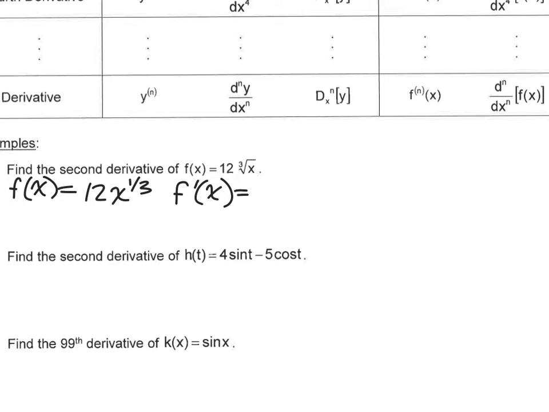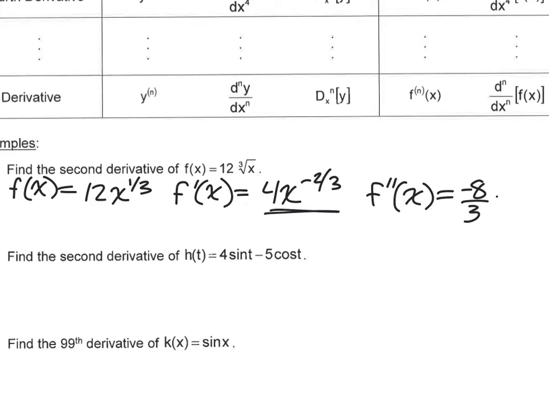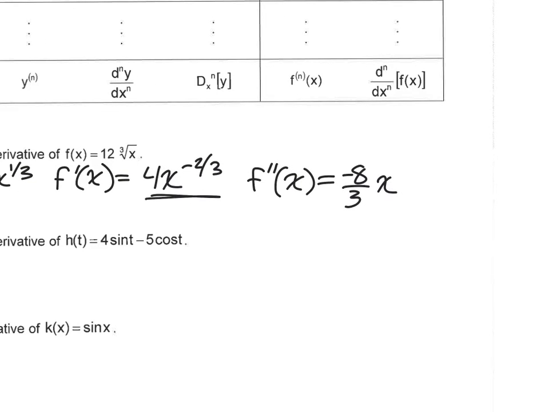So anyway, what's my first derivative? 4x to the negative 2/3. All right. So then all I need is my second derivative, so f double prime of x. So just do it again based off of our answer for the first derivative, which would be what? Negative 8/3 times x to the negative 5/3.